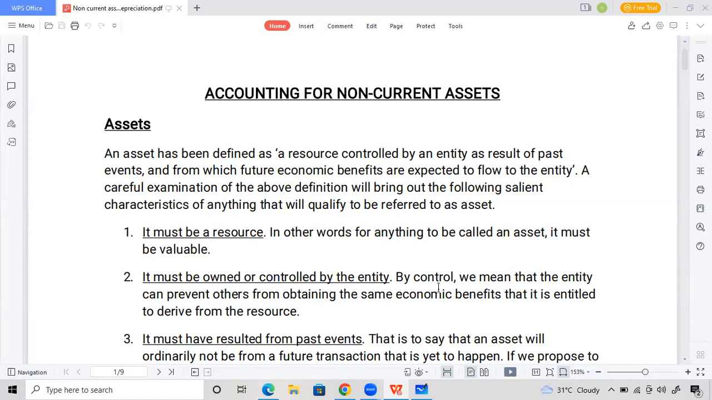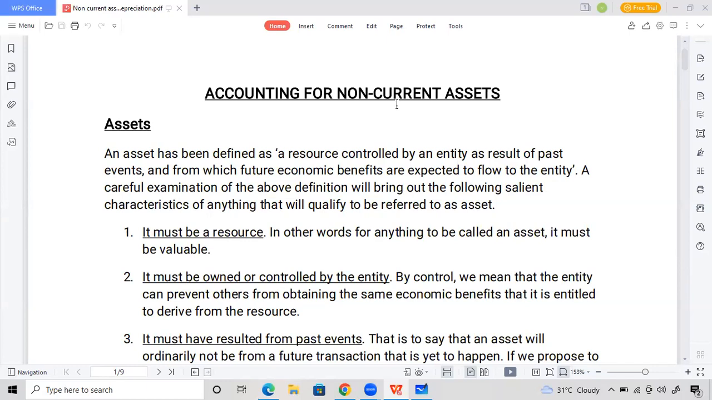When you say something is your asset, it must be a resource. It must be owned or controlled by the entity. The laptop that I'm using now is not your asset, because you don't have control of it. You can't say, give me your laptop. But the phone or the laptop that you're using to listen to me now is your resource. I can't take it away from you.